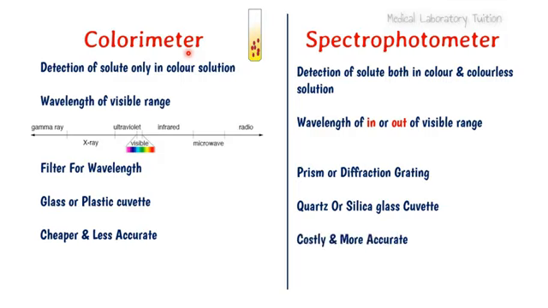While in the case of the spectrophotometer, we can also examine a solute inside a colorless solution. That's why the spectrophotometer is more accurate than the colorimeter, and that's why the instrument is very costly in comparison to the colorimeter. So this is just a brief introduction, or we can say differentiation, between the colorimeter and spectrophotometer. It is usually asked in exams, it may be viva or theoretical. Thank you.